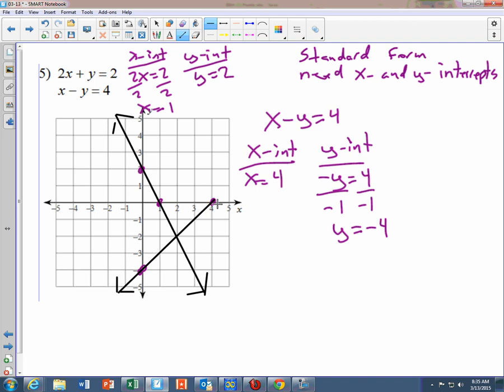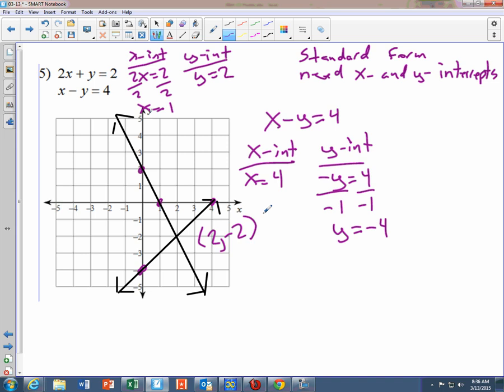And where does it look like it intersects at? Over 2, down 2: 2, negative 2. Again, you can check by putting those into the equations and see if they work. I would highly recommend that.